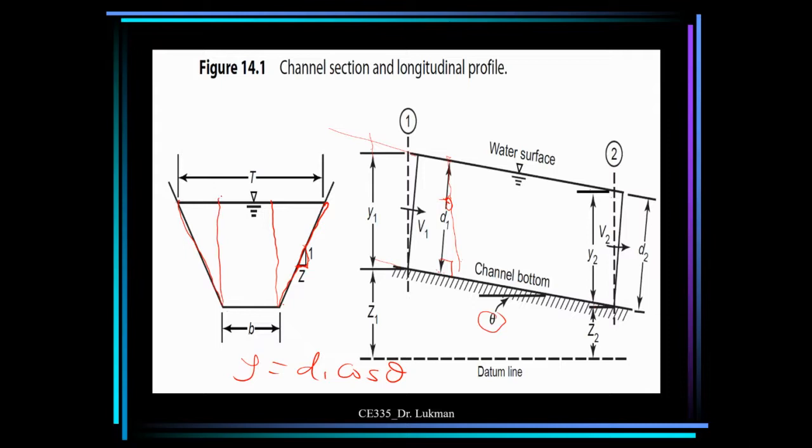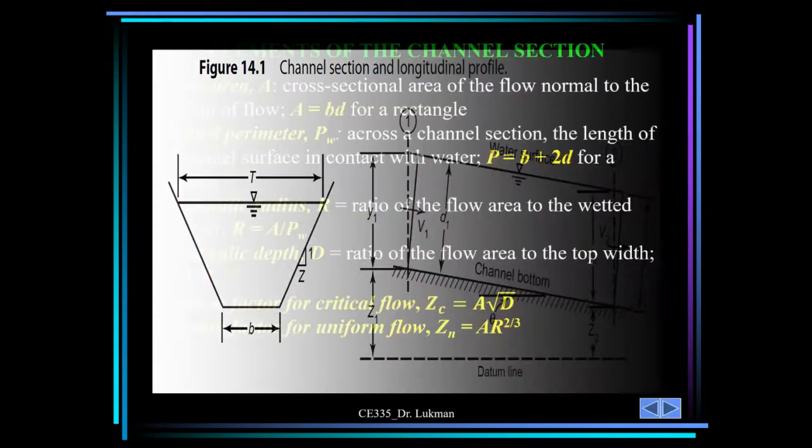Similar triangle. Okay? So if this is 1 to Z, the depth of flow Y is usually known, and this side, this is T, is usually known as well. So you can find this slanting side. We'll take some examples to demonstrate that.